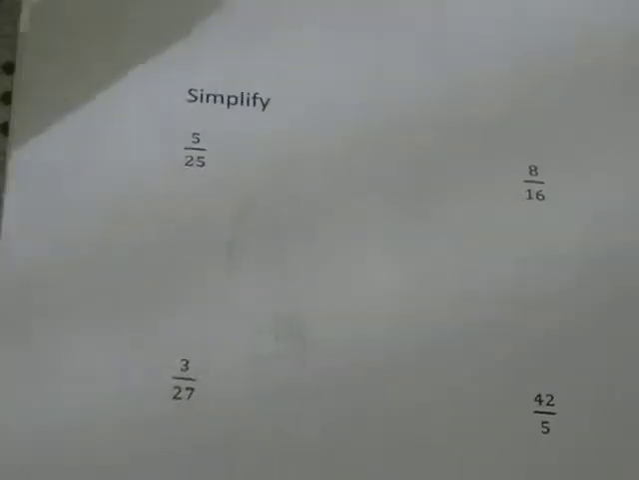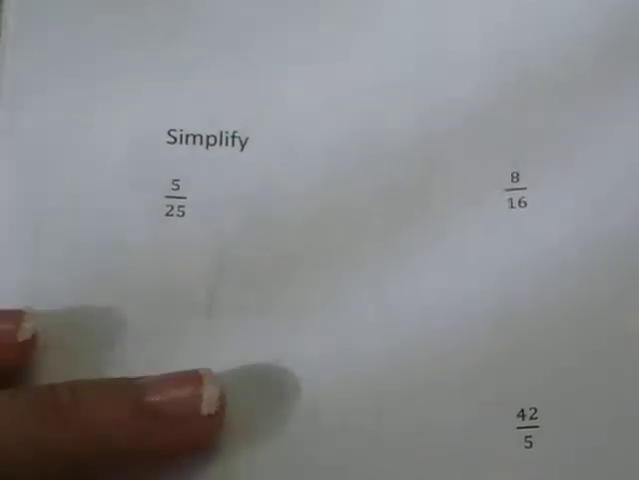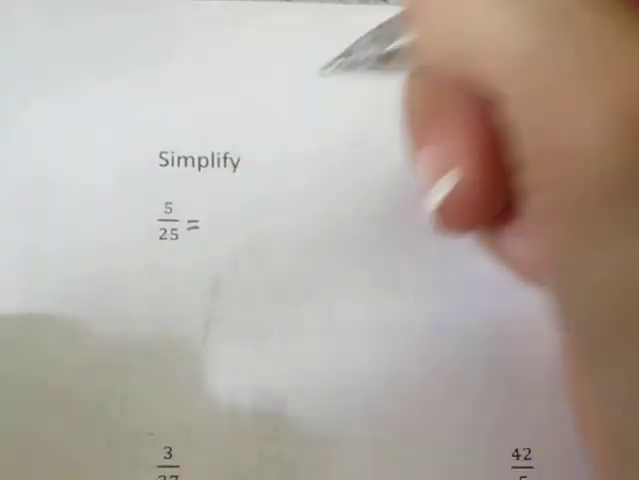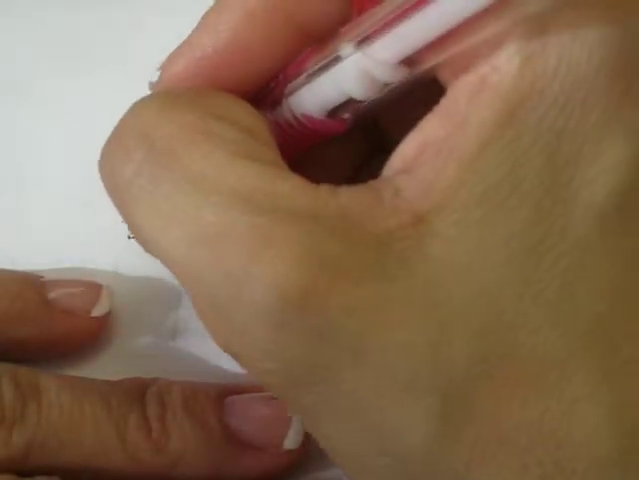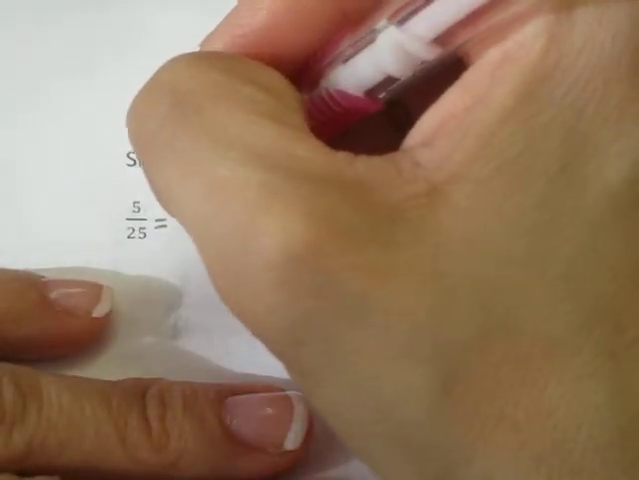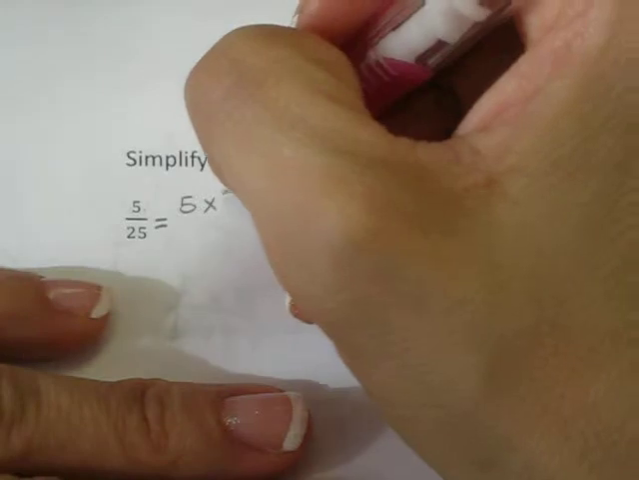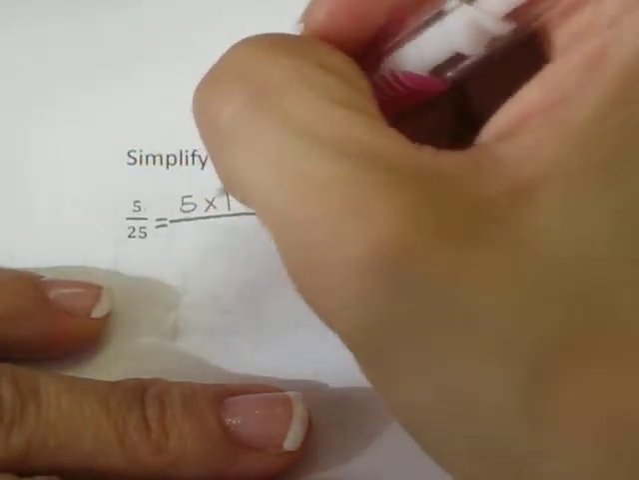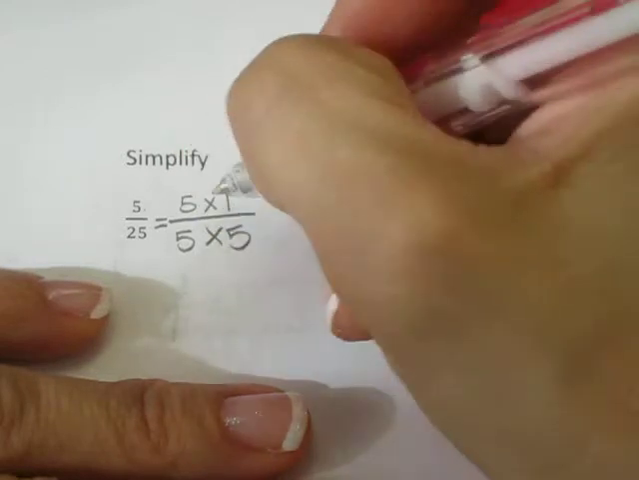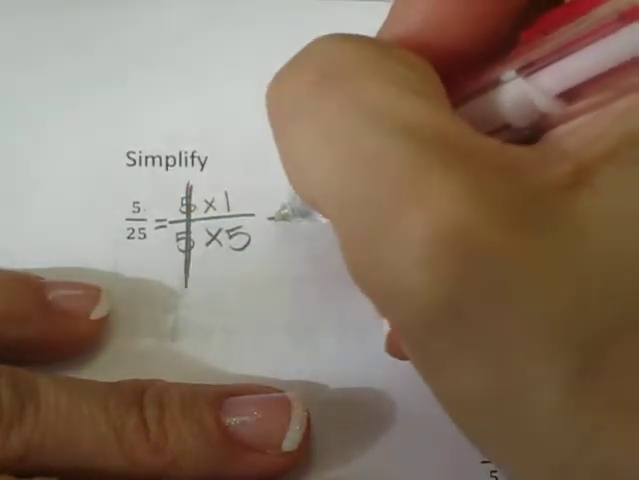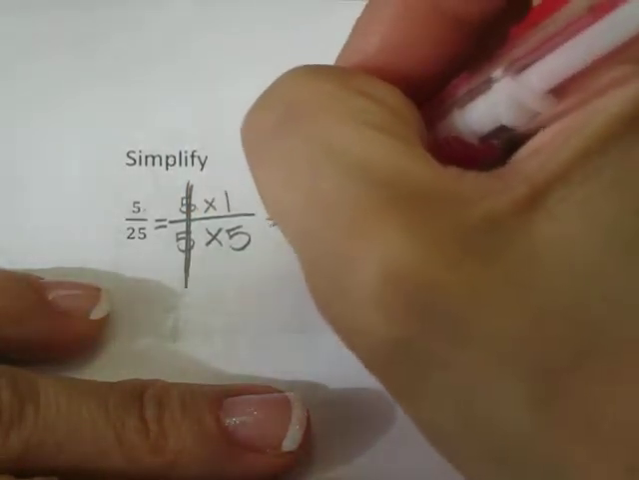Okay, the back side is really just simplifying. I figured you guys needed some practice simplifying. So you can simplify these in one of 2 ways, and I'll be jumping back and forth, either division or using multiplication. So for this one, if I use multiplication, I think, okay, 5 times 1 are my factors for 5, and for 25, it's 5 times 5. Well, I know that 5 divided by 5 is 1, therefore my simplified fraction is 1/5.